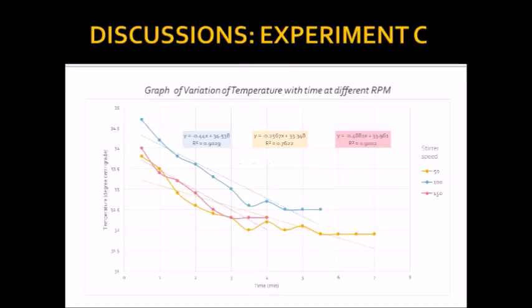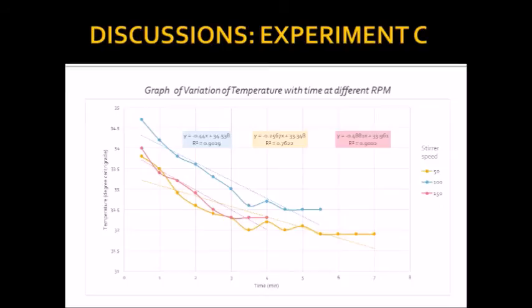Let us look at the graph plotted. We can observe that at 50 RPM, which is the yellow line, the initial temperature is at 33.8 degrees centigrade. The temperature is decreasing until 3.5 minutes and it keeps fluctuating until it reaches equilibrium at 5.5 minutes. The equilibrium temperature is 31.8 degrees centigrade. For 100 RPM, which is the blue line, the initial temperature is 34.7 degrees centigrade and it decreases until 3.5 minutes. It increased a bit at 4 minutes and it reached equilibrium at 4.5 minutes. The equilibrium temperature is 32.5 degrees centigrade.